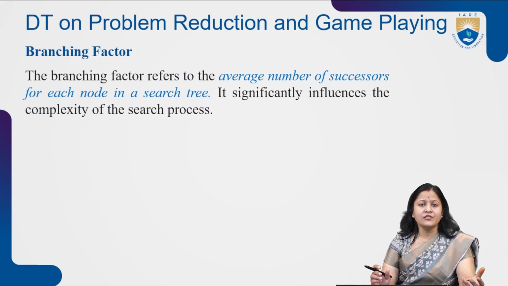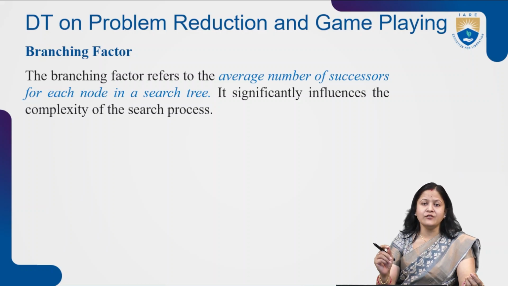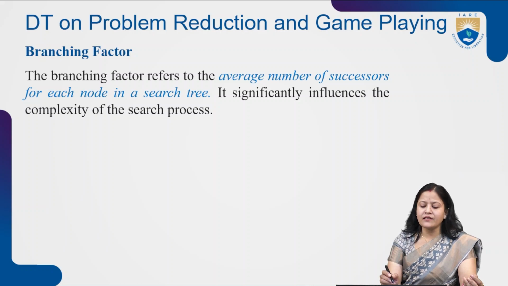Next one is the branching factor. What is the meaning of branching factor? It is a terminology which is used for each state in a search space. The branching factor refers to the average number of successors for each node in a search tree. It significantly influences the complexity of the search process.